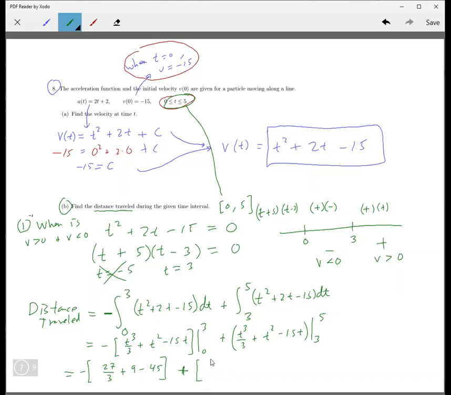Okay, over here you put a 5 in, that's 125 over 3 plus 25 minus, well, it's 15 times 5, 75. But then you have to subtract and put the 3 in. So that's 27 over 3 plus 9 minus 45. Okay, now I calculated all that out, and I got 137 over 3.